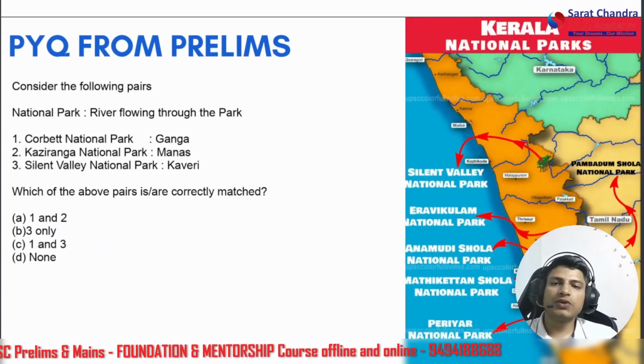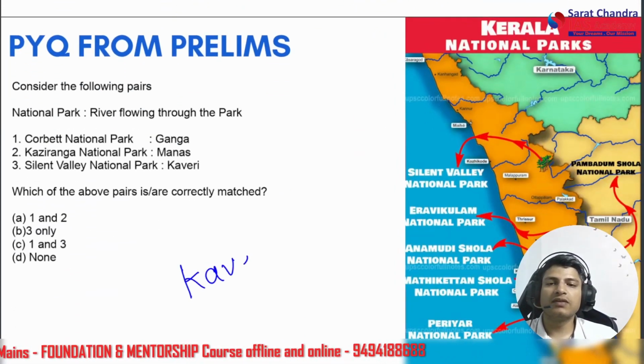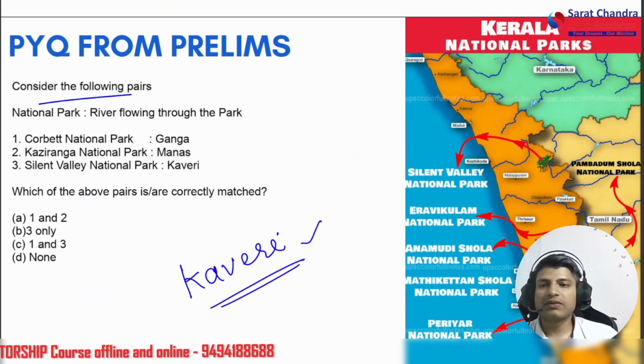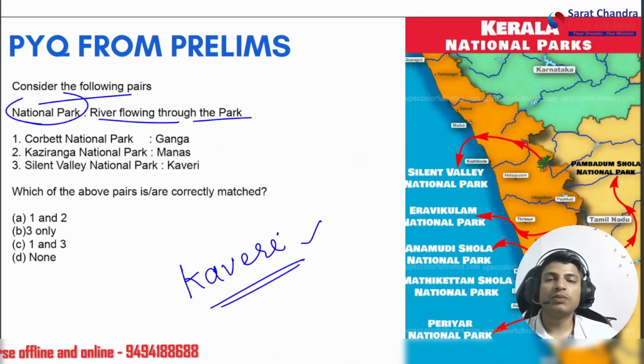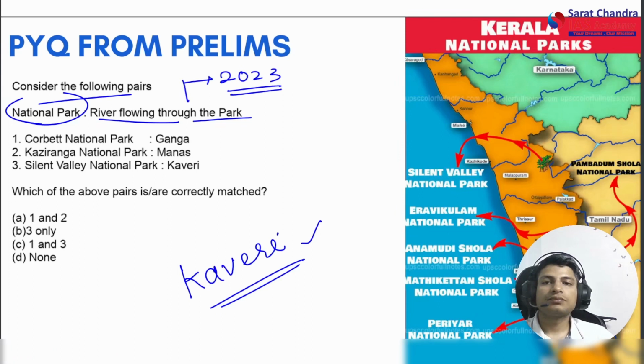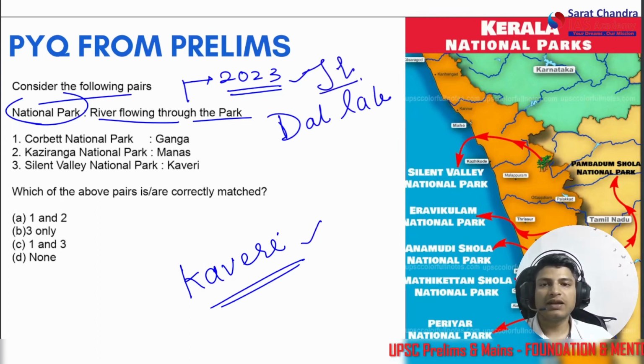That PYQ which mentioned at least Kaveri River. Okay, so consider the following pairs: national park versus the river flowing through the park. Okay, this has been a repeated theme. We saw in 2023 the Dal Lake, whether the Jhelum River passes through Dal Lake or not. Okay, this was the first statement in set A of the GS1 paper.